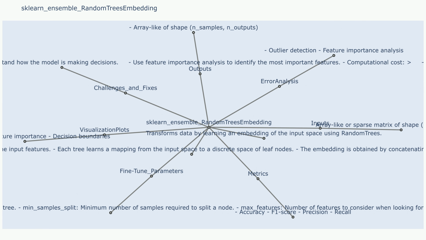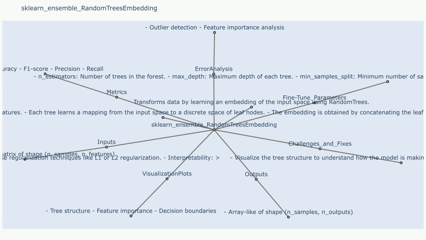Inputs. Input 1. Explain in detail X. This is the input data, which should be a 2D array of shape n_samples, n_features. Input 2. Explain in detail Y. This is the target variable, which is only used if the sparse_output parameter is set to false. It should be a 1D array of shape n_samples.